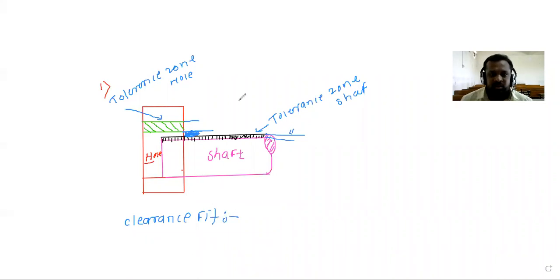What will be the definition for the clearance fit? Here in that clearance fit, just tell me, is the tolerance zone of the hole below the tolerance zone of the shaft, or above?